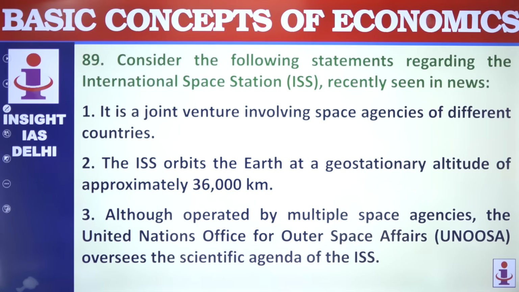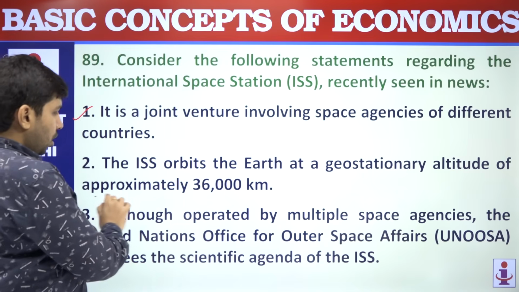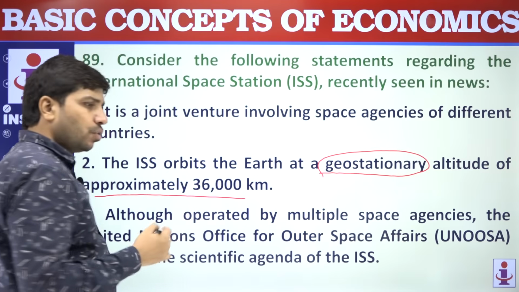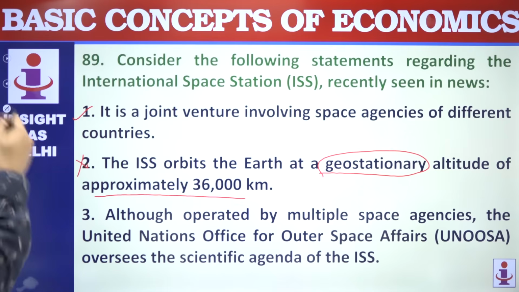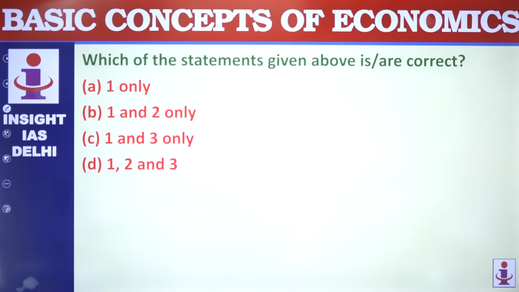International Space Station is a joint venture of different countries. It orbits the Earth at geostationary altitude. ISS orbits at low Earth orbit, nearly 400 kilometers above the Earth. This is not correct. Although operated by multiple space agencies, the UN Office for Outer Space Affairs oversees the scientific. No, this is not correct. So only one will be the correct answer.